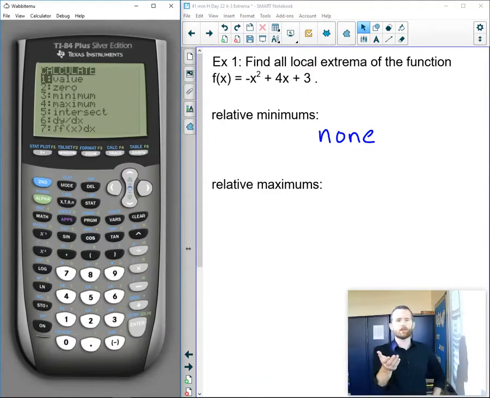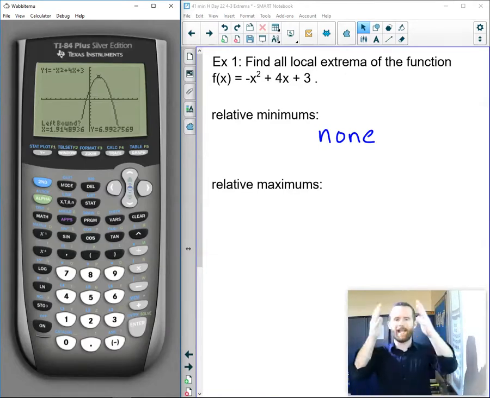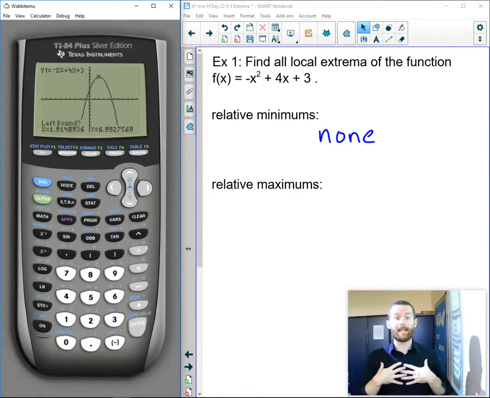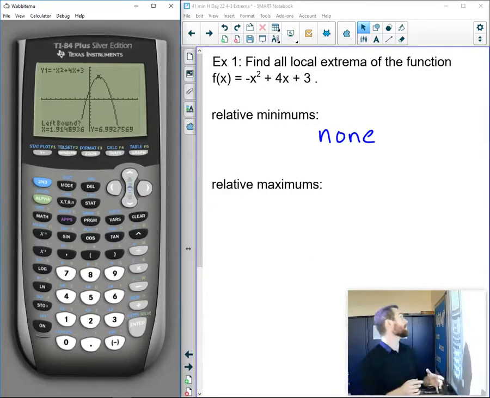And then if we look, we've got two options here. We've got a minimum or a maximum. So we're looking for a relative maximum here. So let's hit 4 to find a relative maximum. Now, it's going to ask us left bound, right bound, and it's going to ask us to guess. So essentially, the calculator is saying, okay, I'll find a maximum for you, but you have to tell me where to look. You have to give me something on the left and something on the right, and then I'll look in between them.